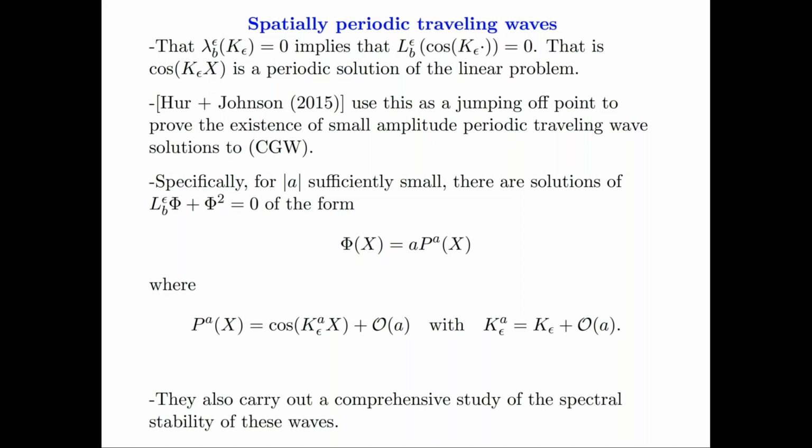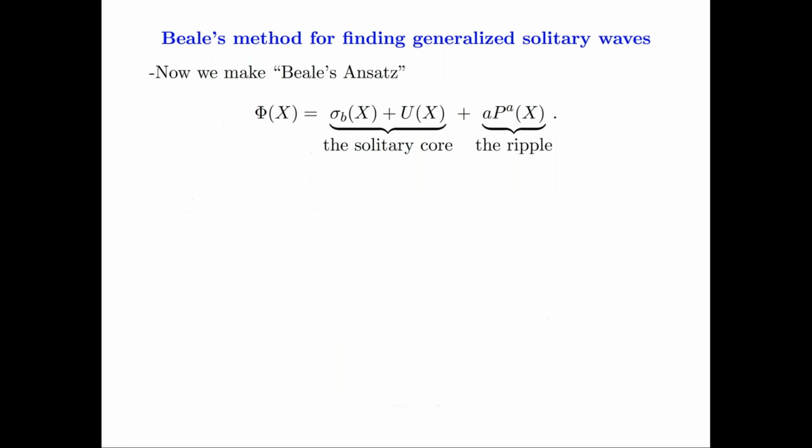In that paper by Vera and Matt, they do a whole study of the spectral stability of these. Now, the way that you find generalized solitary waves is to make something called a Beale's ansatz. You write your profile phi as the sum of three things. One is the KdV-like sech squared guy, sigma b of x, that you computed formally like 20 slides ago. To that, you add u of x, which is just some localized error function. I'm thinking of it as being small. And then you append to that the ripple.